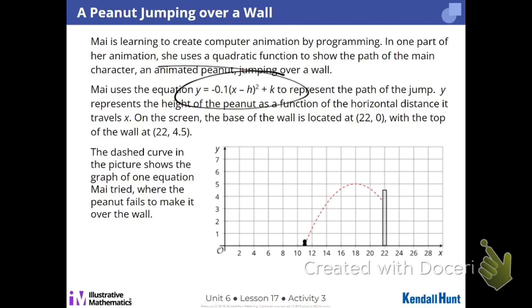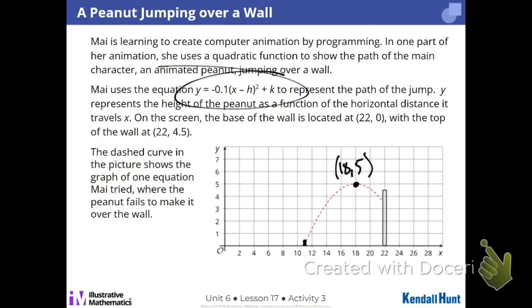So who can hook me up with the vertex? What is the vertex for this peanut's jump? How high is this peanut even jumping for real? 18.5. It's not jumping 18 high, but the vertex is (18, 5). So it's jumping 5 whatever it is. This peanut's got hops, 5 feet.